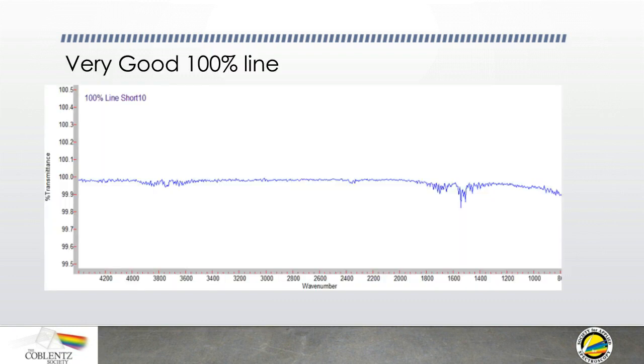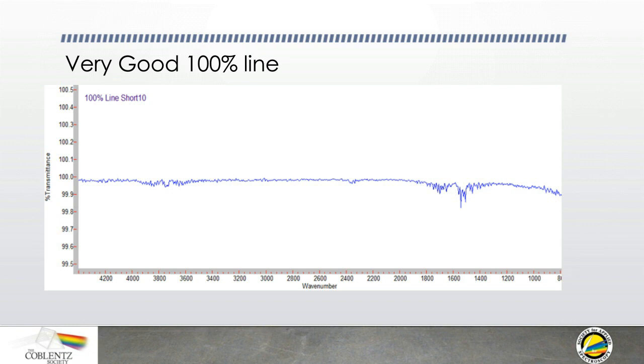you should get a line that's at 100% transmission, and should be flat within the instrument vendor's definition. You might see a little bit of carbon dioxide and a little bit of water on there because they're ubiquitous.